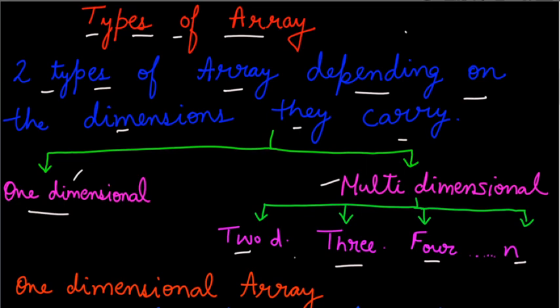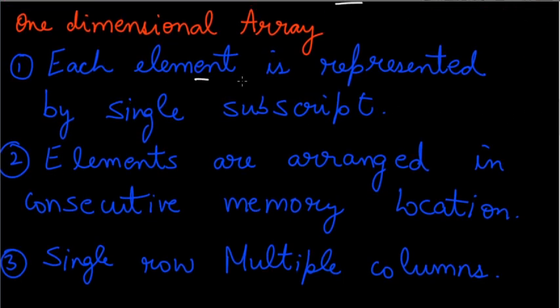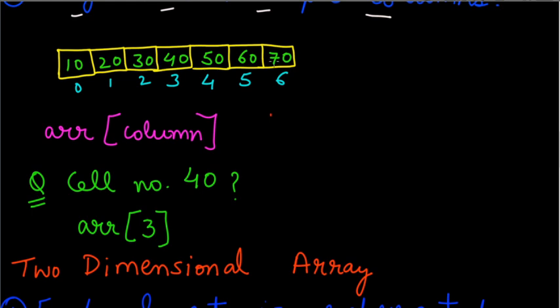So what is one dimensional array? Each element is represented by single subscript. Elements are arranged in consecutive memory location. There is single row, multiple columns. So this is how we represent the array one dimension.